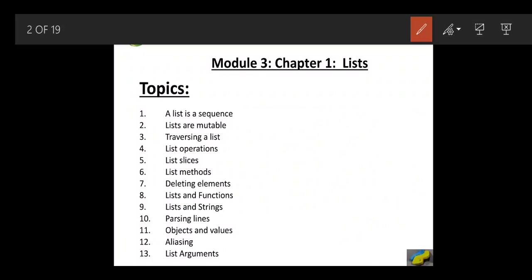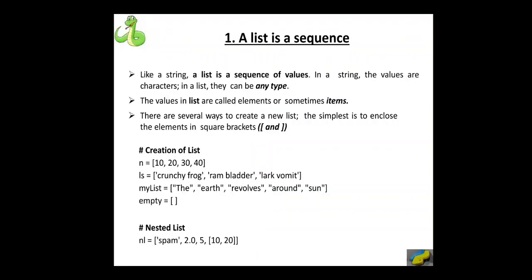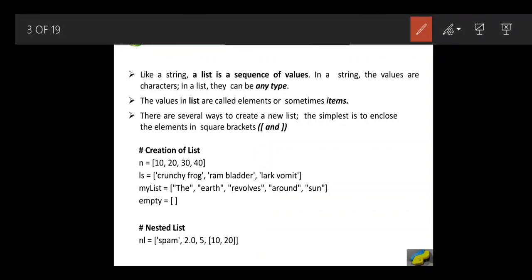This is one of the chapters having more topics, 13 topics, but all are easy. The first topic is list, that is, a list is a sequence. Just as a string is a group of characters, a list is a sequence of values. The difference is that in a string you must have characters, but here you can have values of any type.